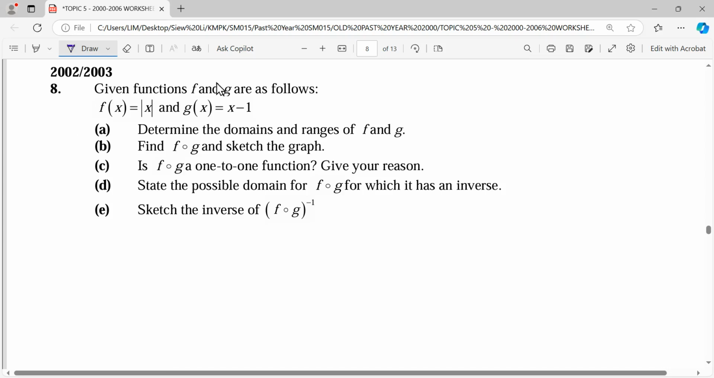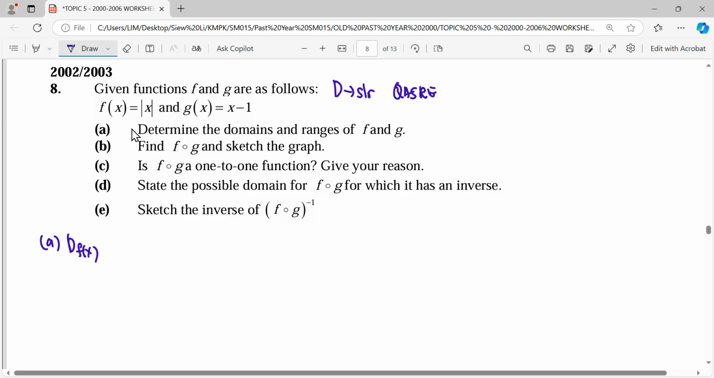Given that the functions f and g are as follows, f(x) is a modulus of x, and g(x) is a linear function. Determine the domain and range for these two. For the domain of f(x), we calculate for SLR, surd, log, and rational. For the range, we find for constant, quadratic, absolute, surd, rational, and exponential.